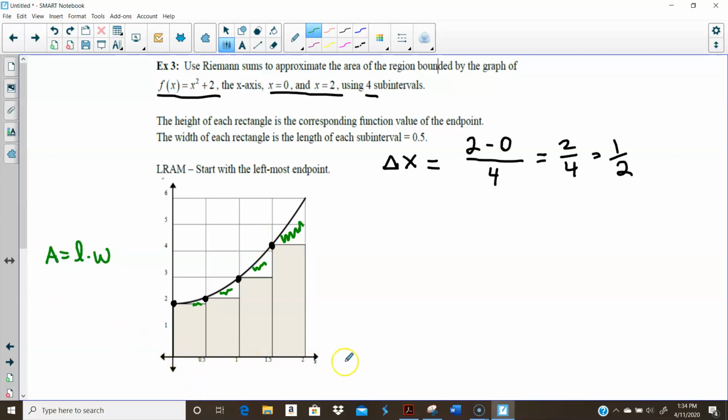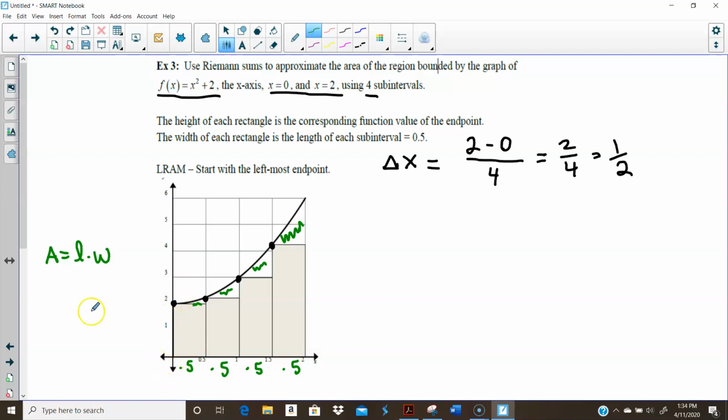So the width on all these is really easy. The width of all these rectangles is 0.5, and that's what delta x was. So our change in x, we're changing by halves. Now the height of these rectangles, do you see how x is 0 here?